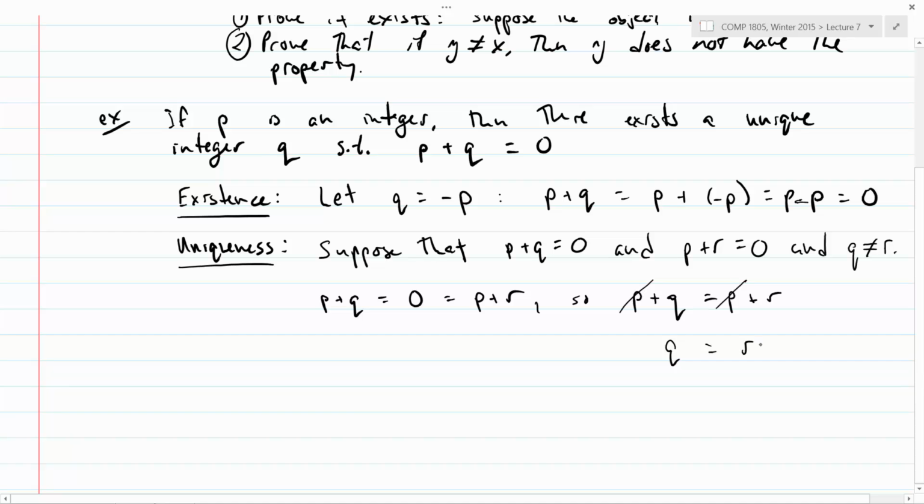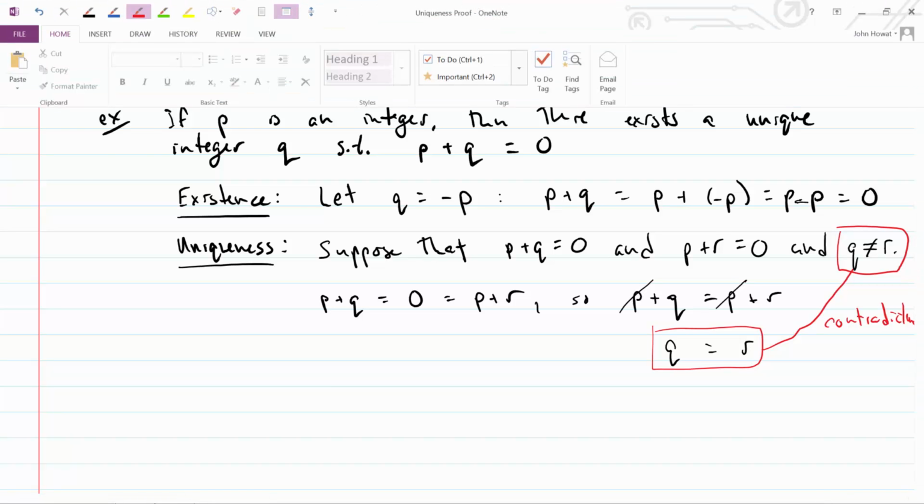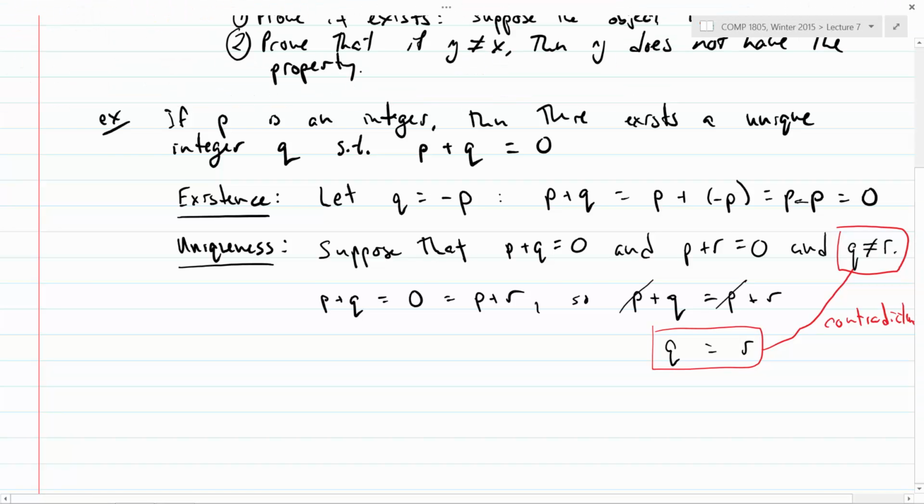q equals r. And now we look back at what we've written. We have q does not equal r, and we have q equals r. So this is a contradiction. You can't both have q equals r and q does not equal r simultaneously.